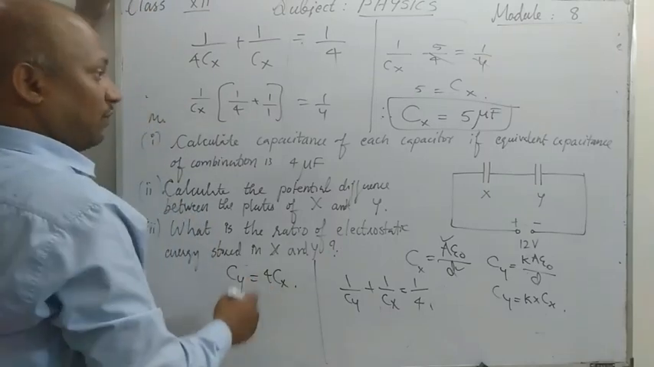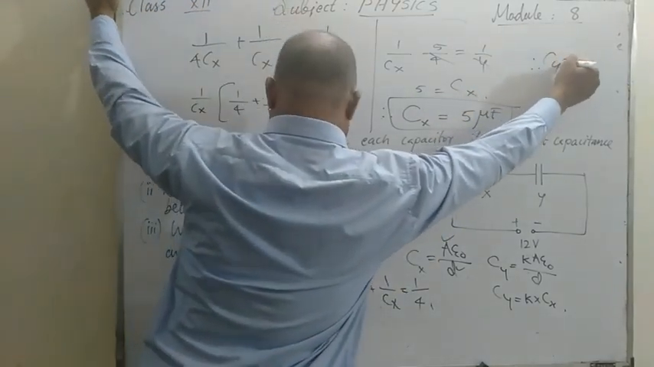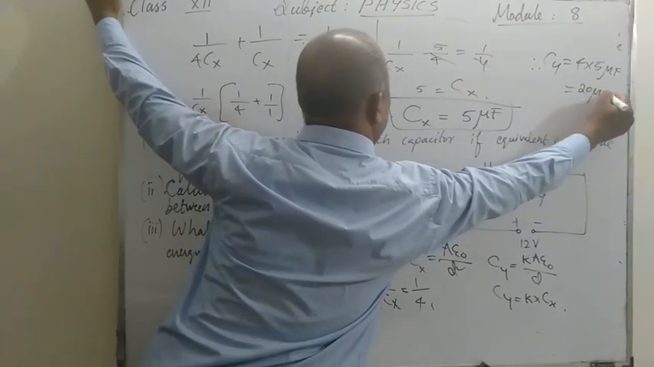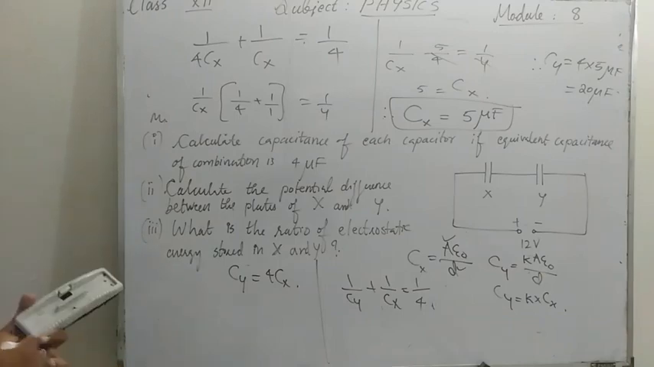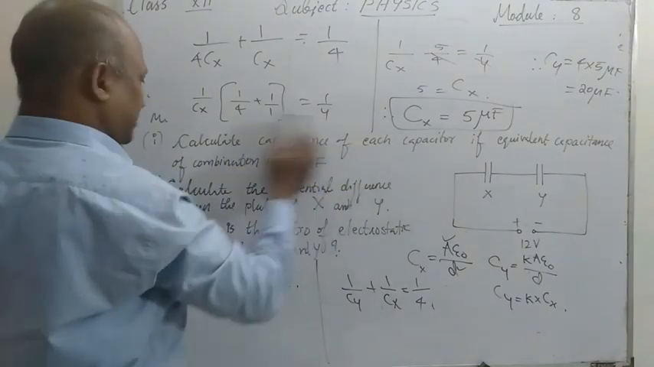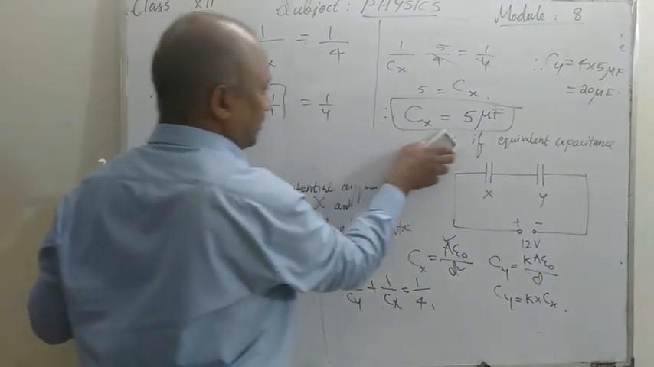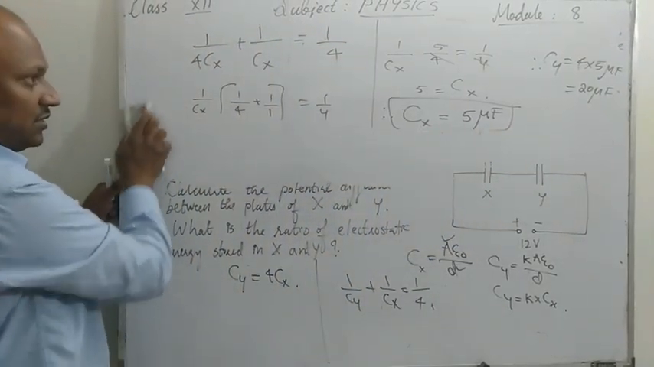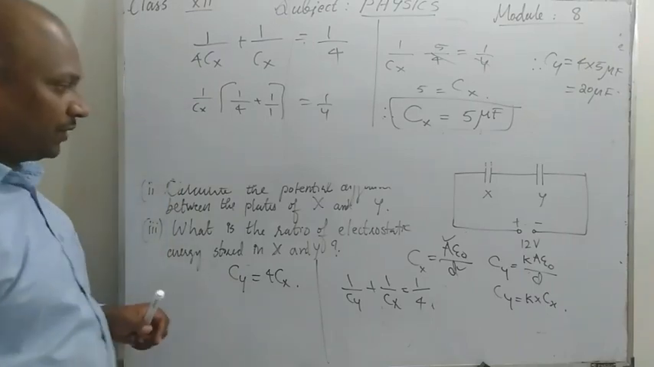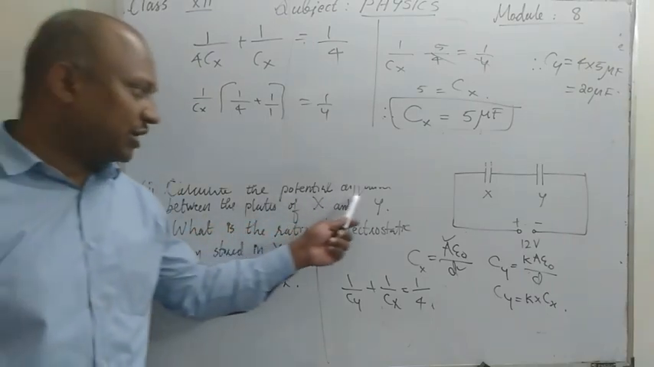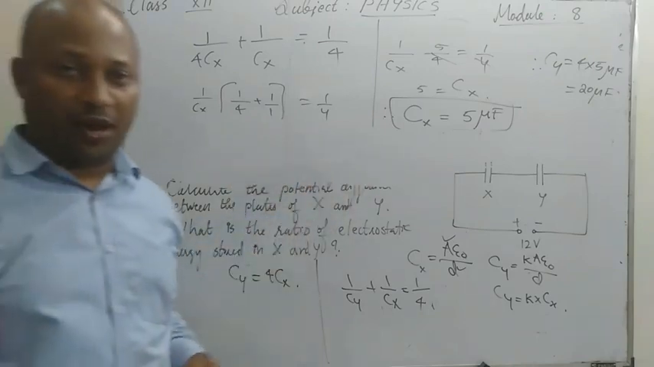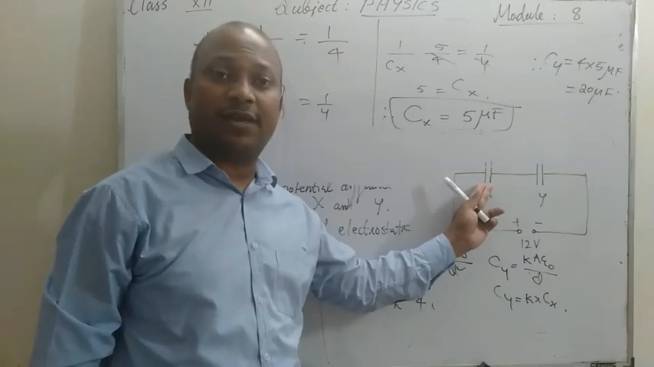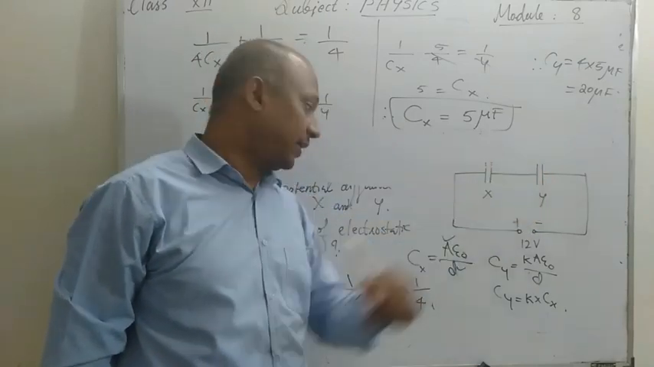So what about Cy? Therefore Cy is equal to 4 into Cx, which is 20 microfarad. So calculate the capacitance of each capacitor, we have done it. For X it is 5 microfarad and for Y it is 4 times, that means 20 microfarad. And the next question is to calculate the potential difference between the plates of X and between the plates of Y. Means what is the potential difference appearing here, and what is the potential difference appearing here?